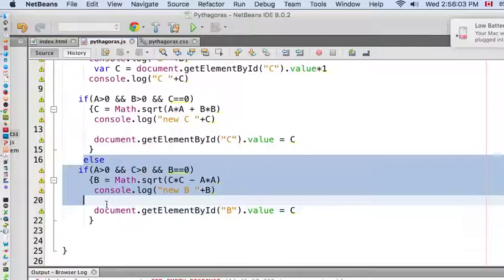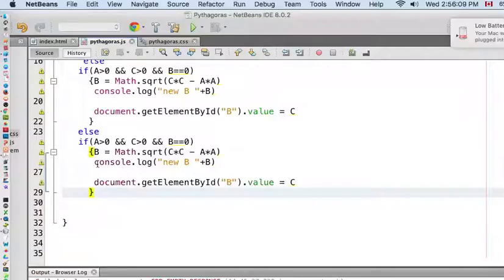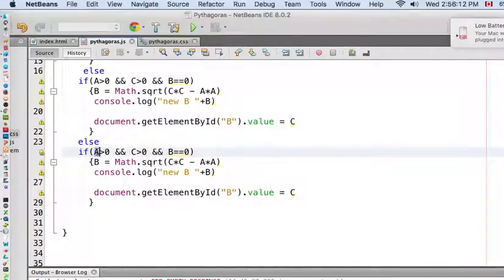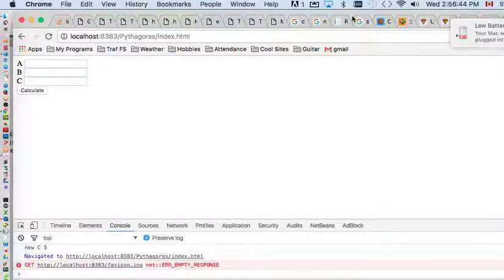Okay, or else, what if we're missing the A? So what if B is greater than 0, C is greater than 0, but A is equal to 0? So the A is going to be C squared take away B squared. And here's our new A. And up here, our B value should be B, not C. And our new A value should be A. Like that. Okay, let's save that.